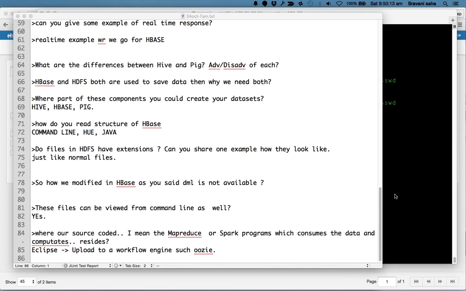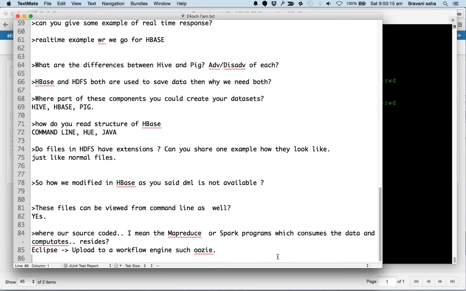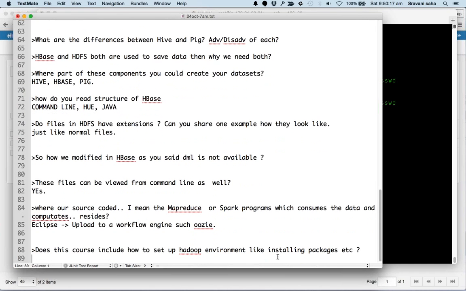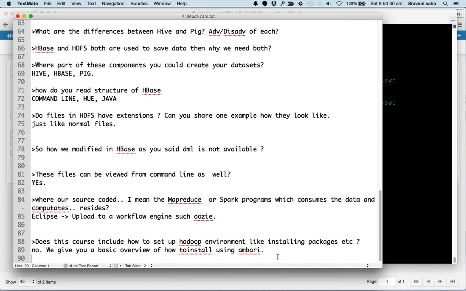All right. Next question is, does this course include how to set up the Hadoop environment, like packages etc.? No. We give you a basic overview of how to install the cluster using Ambari.